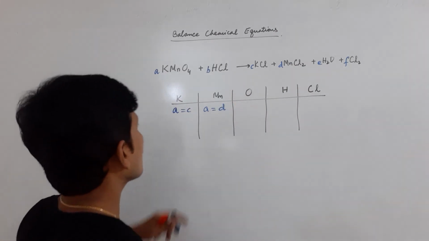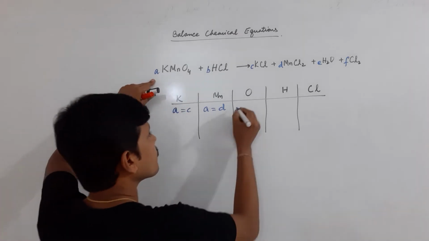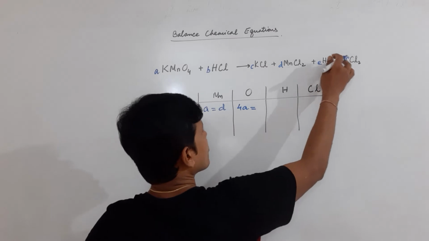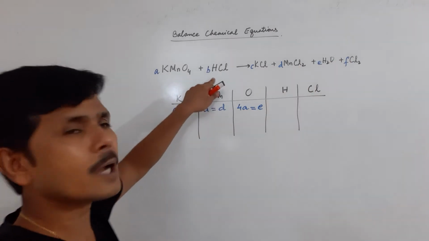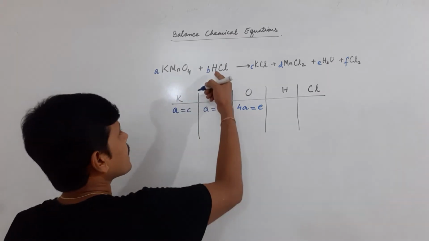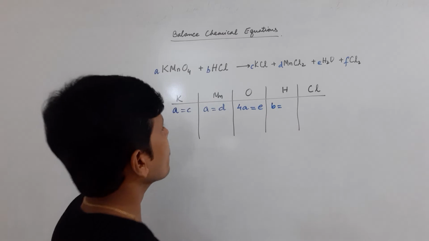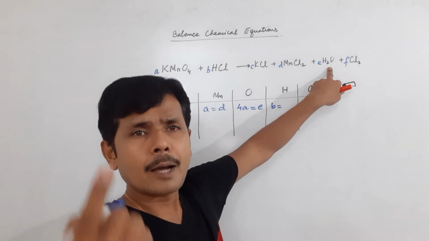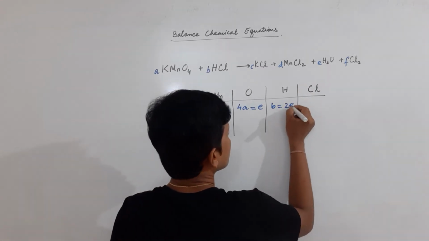Now let's go for the oxygen. We have 4 atoms of oxygen, and 4 times A equals 4A, which is equal to 1E. That I will write only as E. Okay, let's move on to the hydrogen. We have one atom of hydrogen, 1 times B equals B. Now over here in the product area, you find that we have 2 atoms of hydrogen, 2 times E, equal to twice E. So you have written it over here.